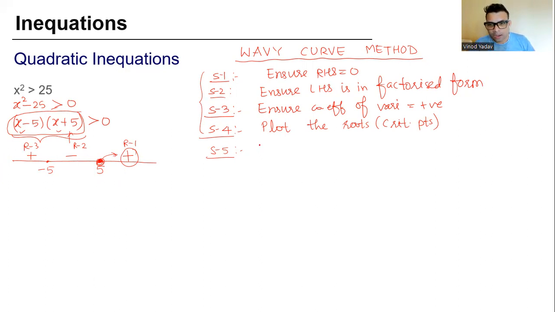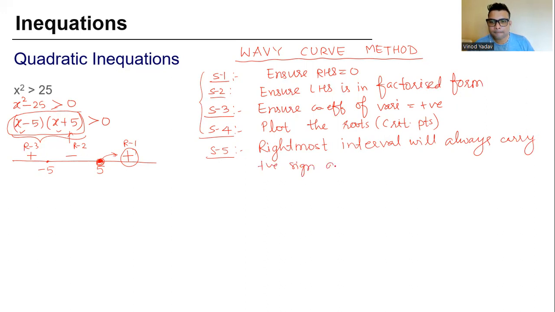So the rightmost interval will carry a positive sign, for sure, if I have followed the first four steps. It will always carry a positive sign, and then minus, plus alternately. These are the 5 steps of this superb method called the wavy curve method.